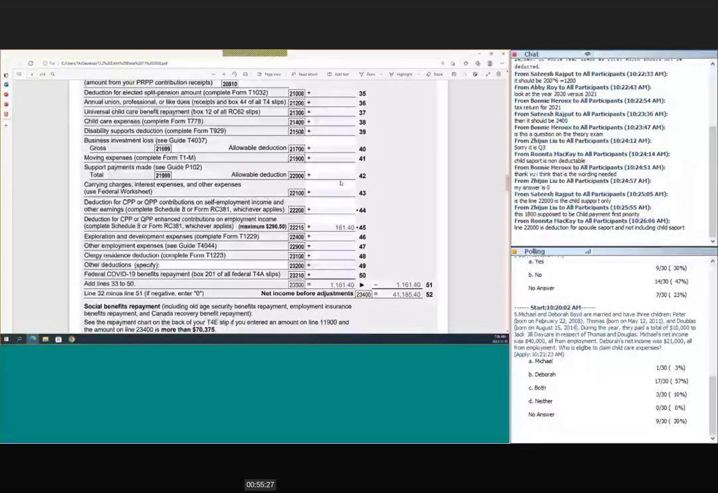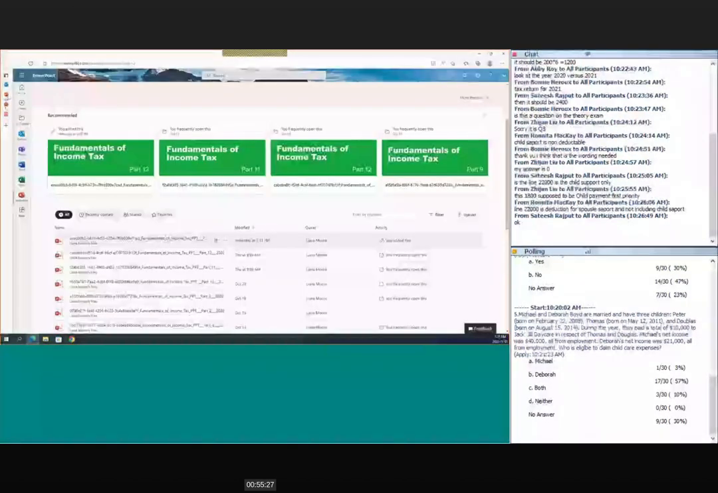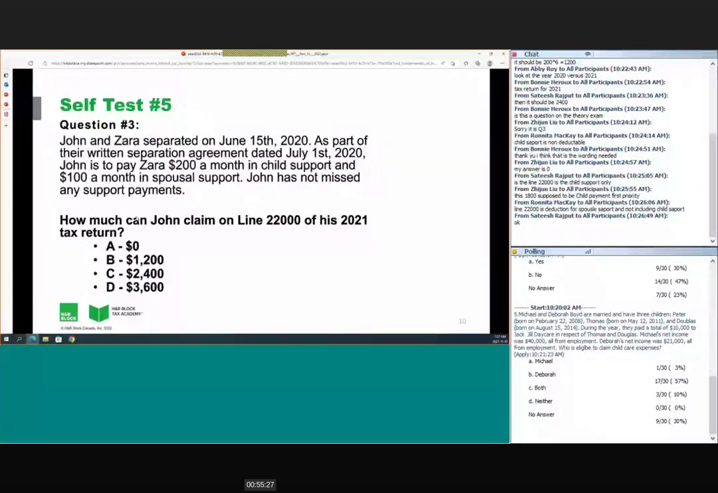So is that clear to everyone? I know Satish asked, is line 22000 child support only? No, it's the allowable deduction. In his case, he can only deduct spousal support. But both payer and receiver have to report the gross amount, and then the receiver has to include it in income, and then the payer gets a deduction. All right, any more questions?